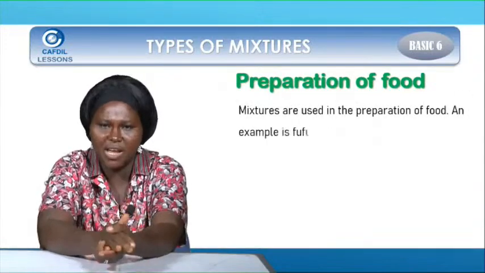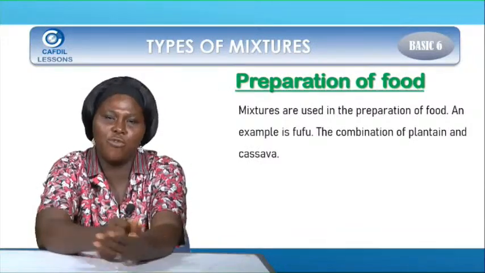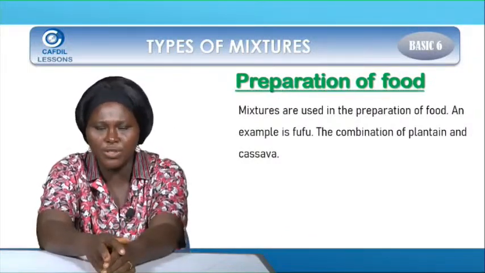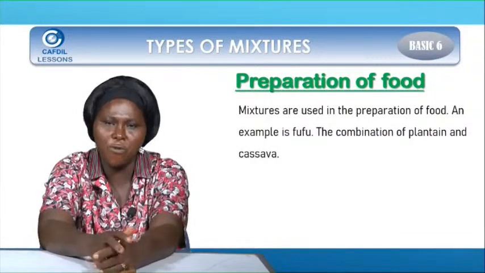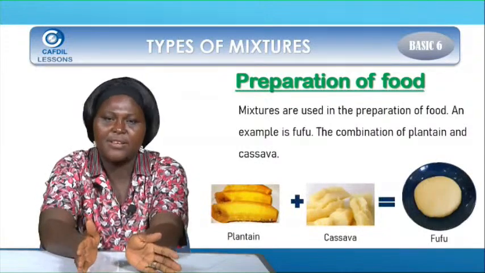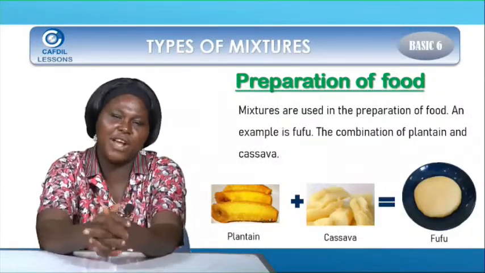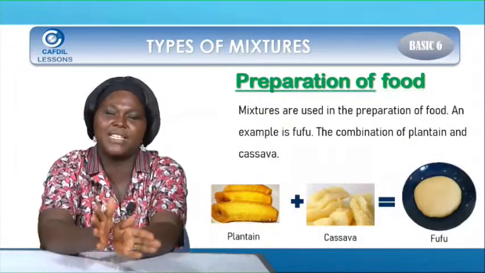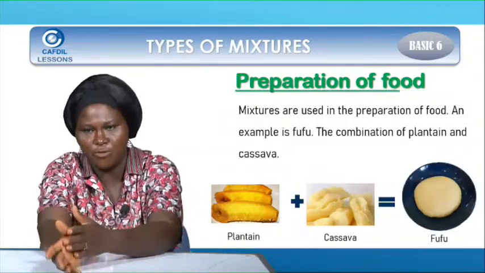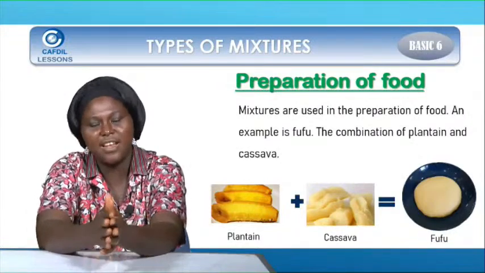Let's look at another use of mixtures: preparation of food. Mixtures are used in the preparation of food. An example is fufu, the combination of plantain and cassava. On our screen we have boiled plantain and boiled cassava. We pound them and we get our fufu. This is how we use mixtures in our daily life.